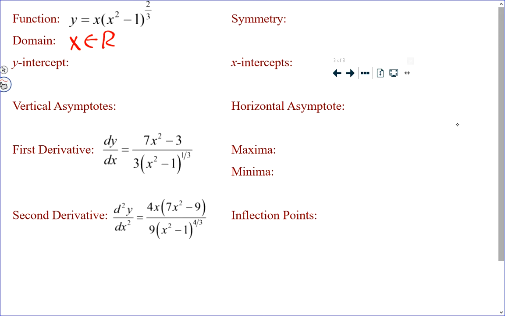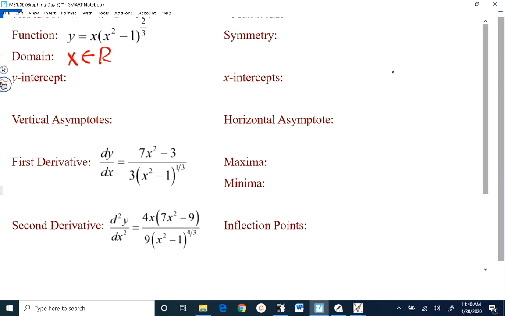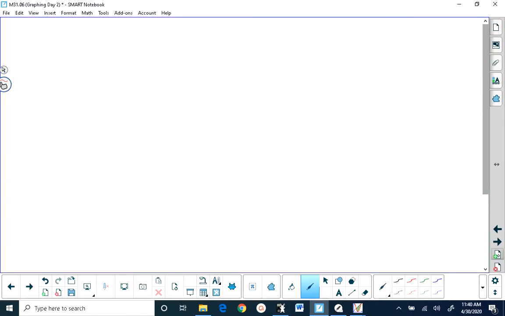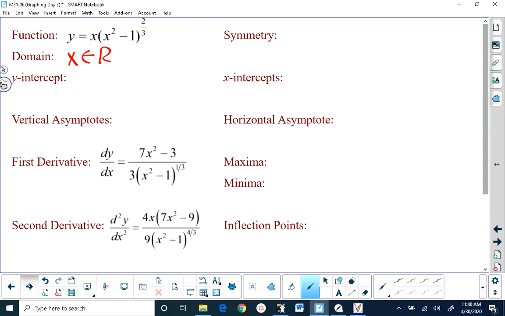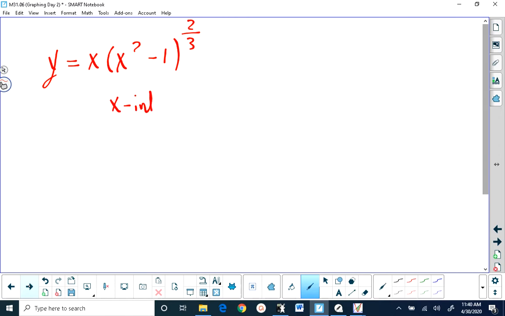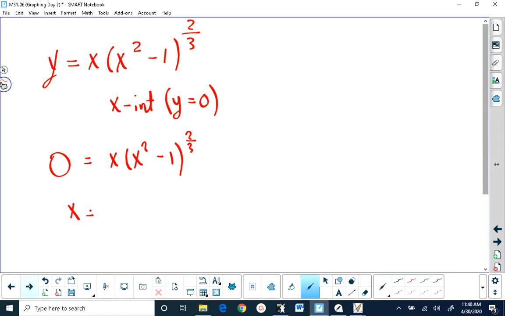The y-intercept and the x-intercept would be found by looking at the function and following the rules that we have for x and y-intercepts. The function is y equals x multiplied by (x squared minus 1) to the 2/3. For an x-intercept, you let y equal 0. So this becomes 0 equals x multiplied by (x squared minus 1) to the 2/3. By inspection, you can see that x equals 0 is a solution and plus or minus 1 is a solution. At this stage, certainly when we look at x squared minus 1, you should be seeing (x plus 1)(x minus 1).